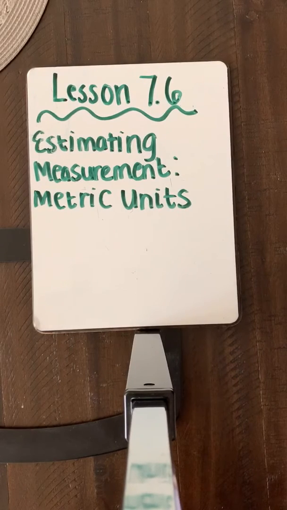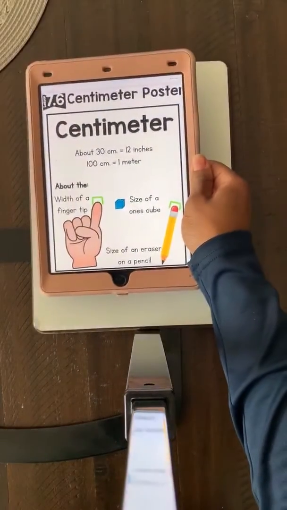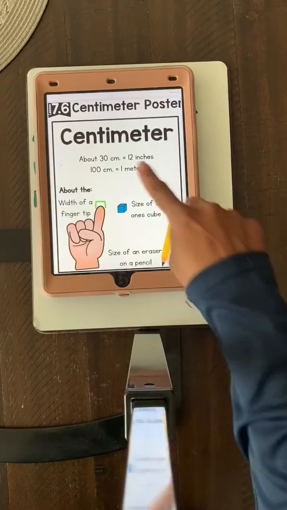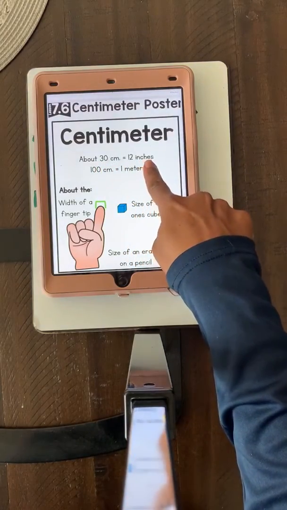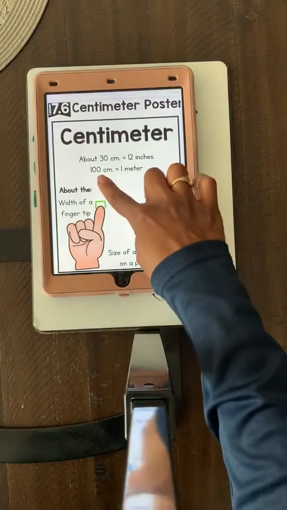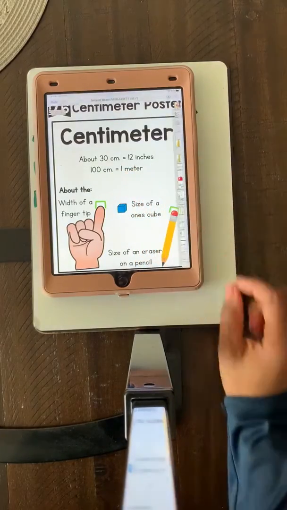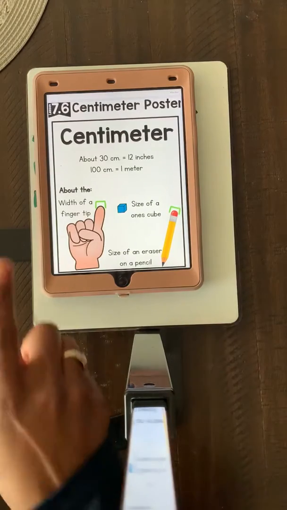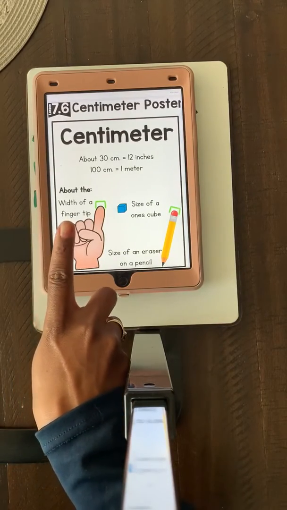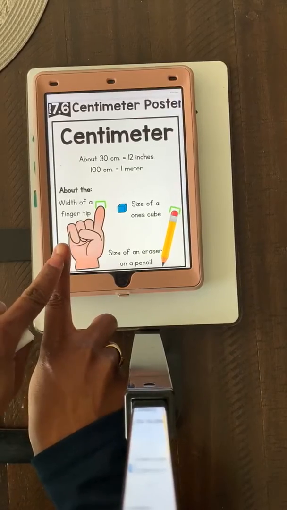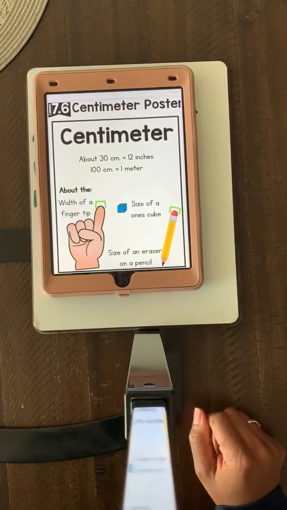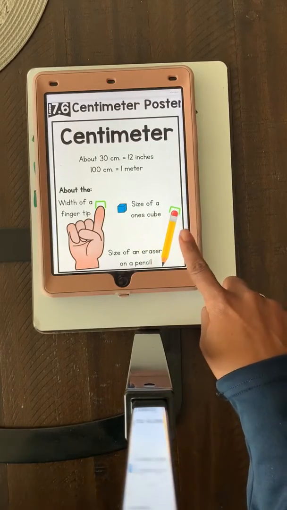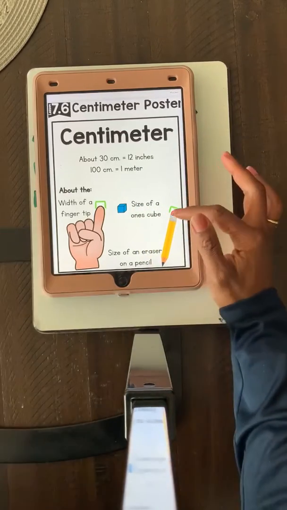So the first metric measurement we have is the centimeter. About 30 centimeters is equal to 12 inches, and about 100 centimeters is equal to 1 meter. A centimeter is about the width of your fingertip. Just the tip of your finger right here is about a centimeter, or about the size of a ones cube, or the size of an eraser on a pencil.